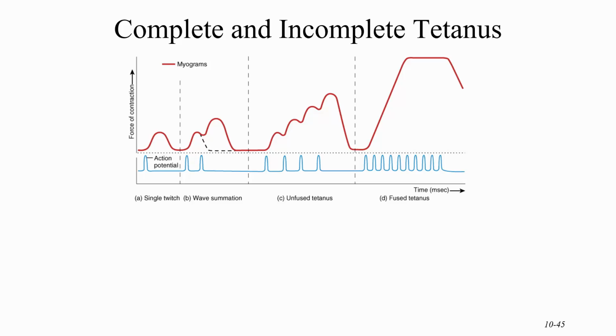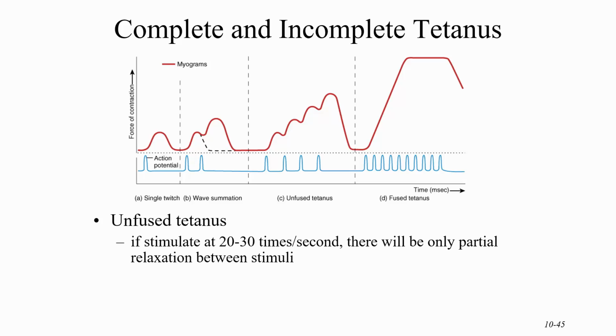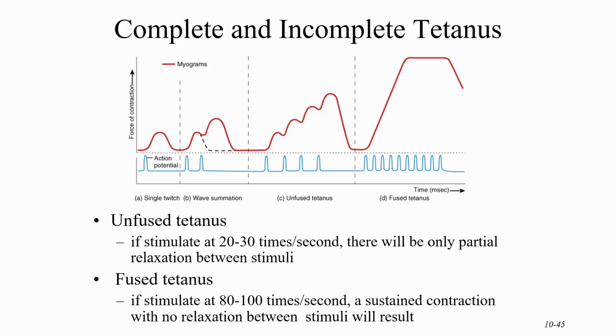And so looking at complete and incomplete tetanus. So unfused tetanus, and again, that's where the shoulder is kind of bouncing a bit. If you stimulate at 20 to 30 times per second, that's what I'd set the machine for, there will be only partial relaxation between stimuli, and there it is. And then the fused tetanus, if you stimulate it 80 to 100 times per second, again, that's what my machine is usually set at, a sustained contraction with no relaxation between stimuli will result.